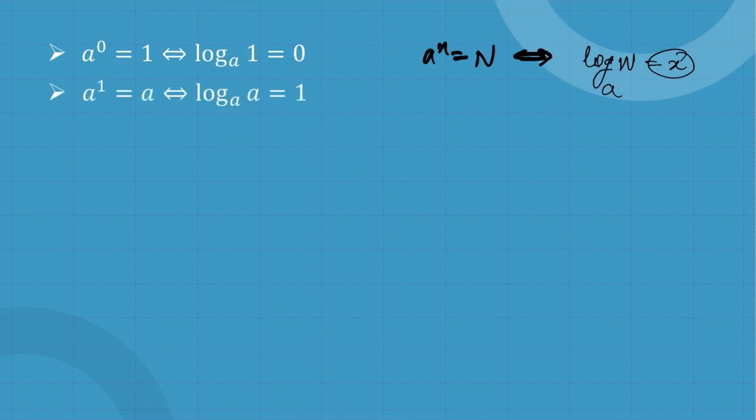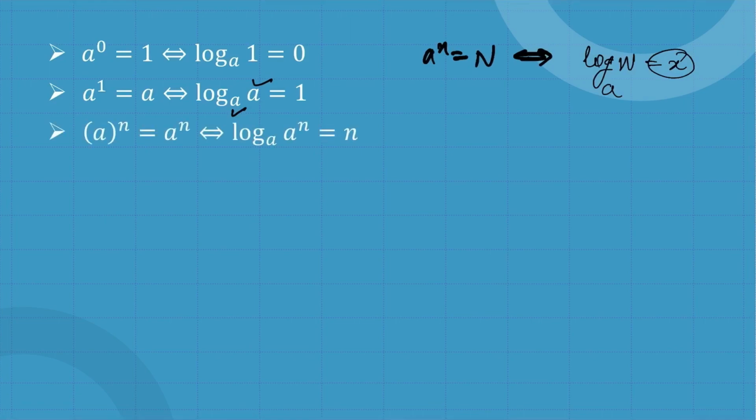The second property: we know about the exponent, a raised to the power 1 is always equal to a. So log of a with the same base will be equal to 1. The meaning is that when we find the logarithm of a number with the same base, then the result will always be equal to 1.